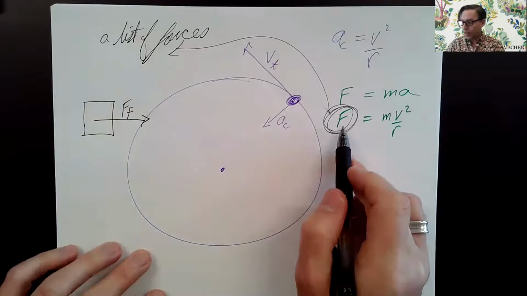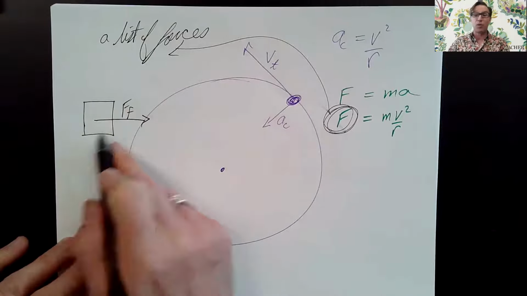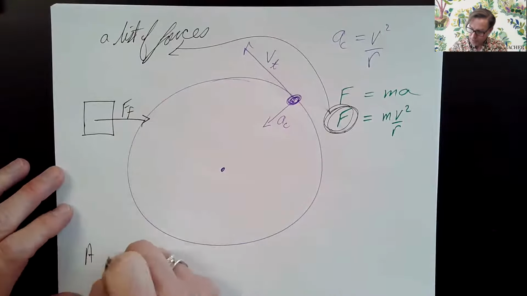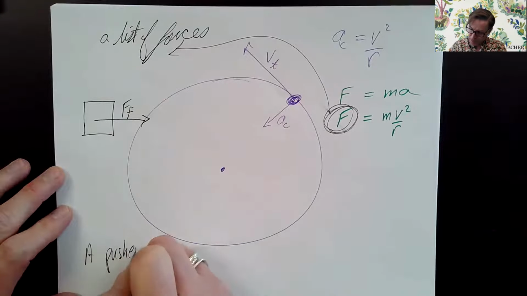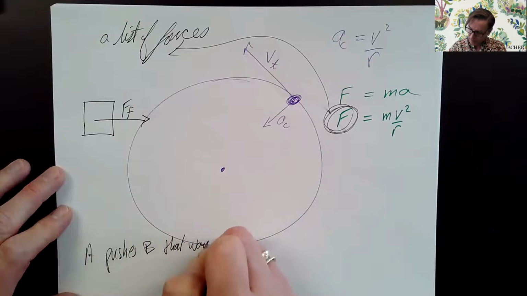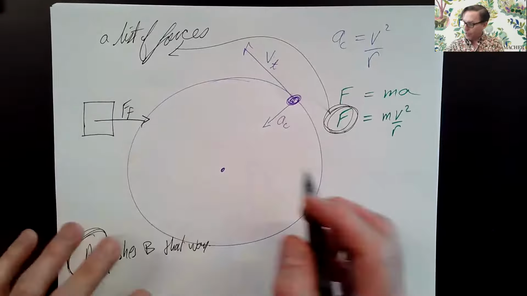So replace with a list of forces from the free body diagram. You never say the centripetal force pushes it. No, no, no. In the force sentence, A pushes B that way. A is never the name of a force. It's always the name of a pusher. Who's doing the pushing? My hand is doing the pushing. And we call that a frictional force.